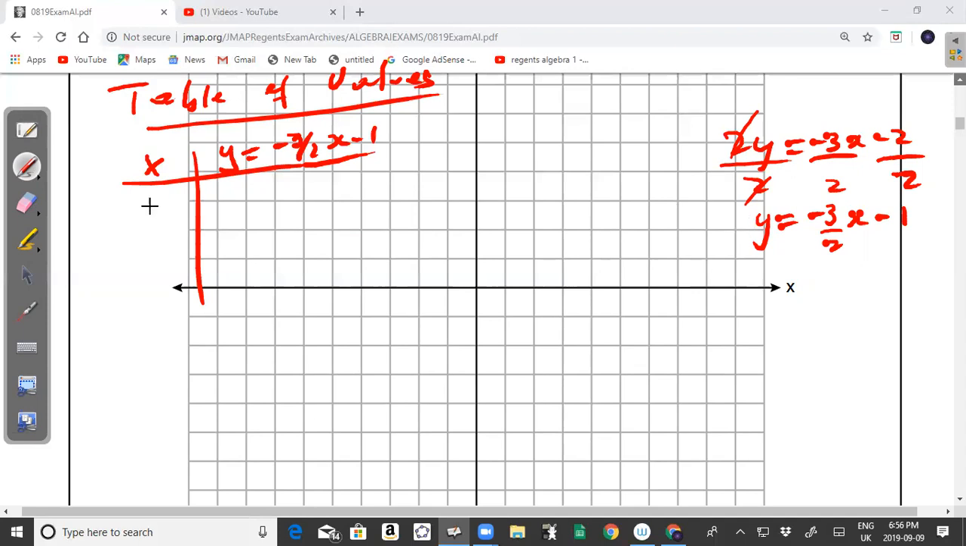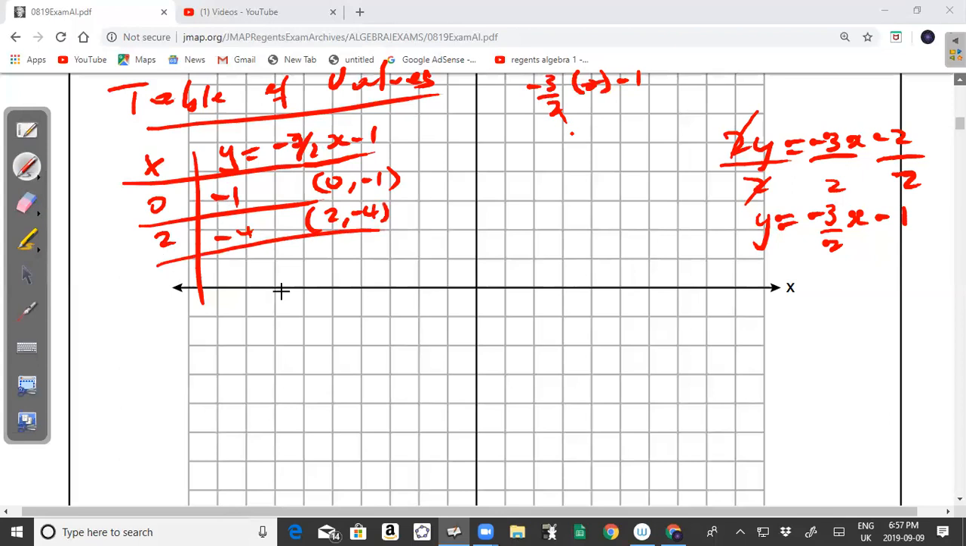So for example, let's say that x is 0. If we substitute x equals 0 here, that gives us negative 1 for y, so our first point is (0, negative 1). Let's say we choose x equal to 2. If you substitute 2 into this equation, you have negative 3 over 2 multiplied by 2, minus 1. So we have negative 3 minus 1, which gives us negative 4. Another point we could use is (2, negative 4).